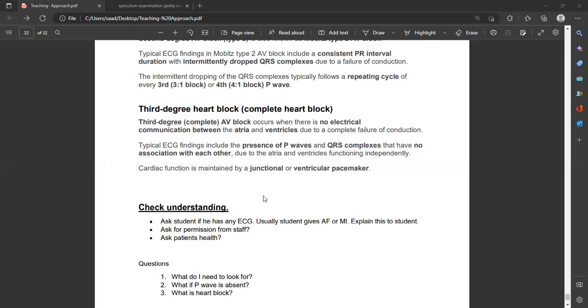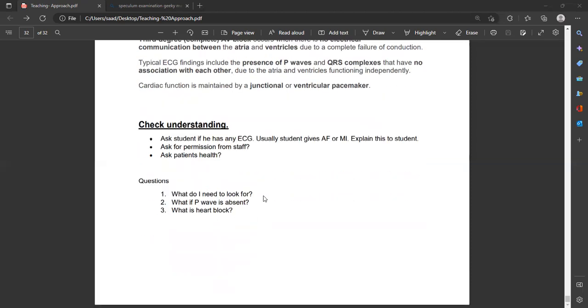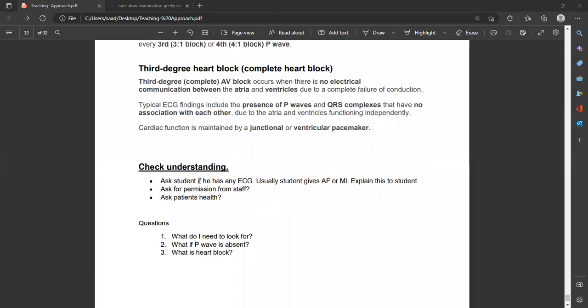Now there comes the safety point. You see an ECG of atrial fibrillation. Okay. So you will ask the student, have you taken permission from the nurse staff for this ECG? Like you cannot take any document without any permission. So ECG is also a document. So have you taken permission from the nurse?